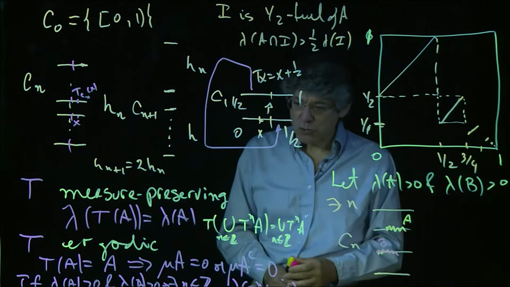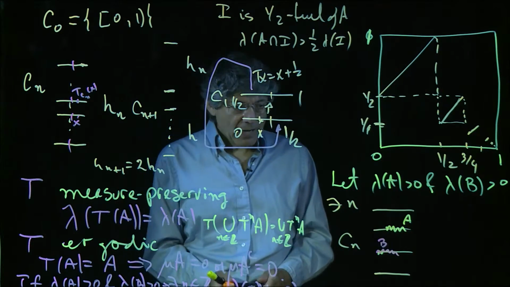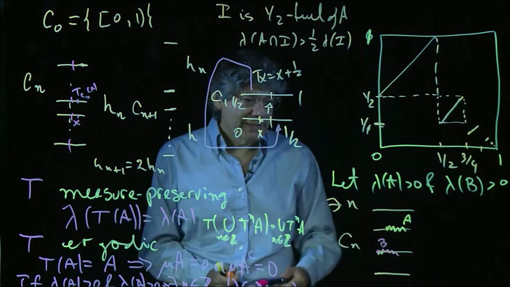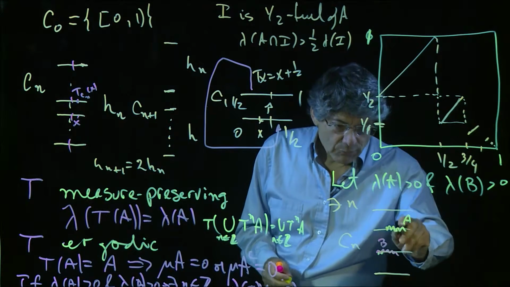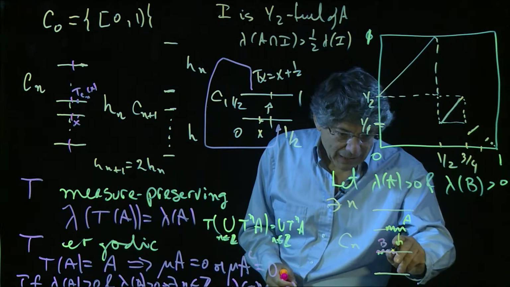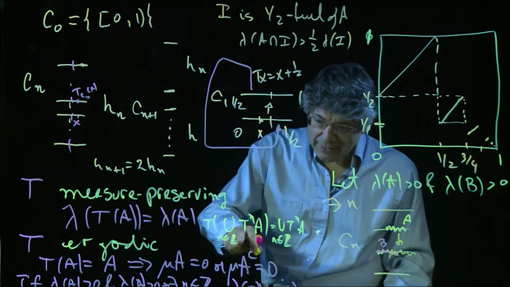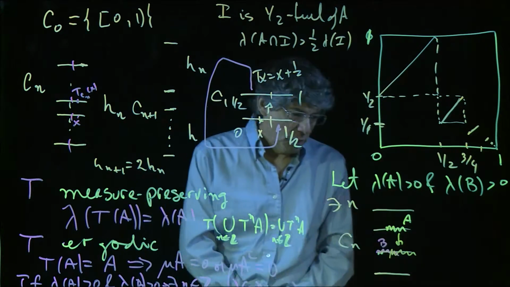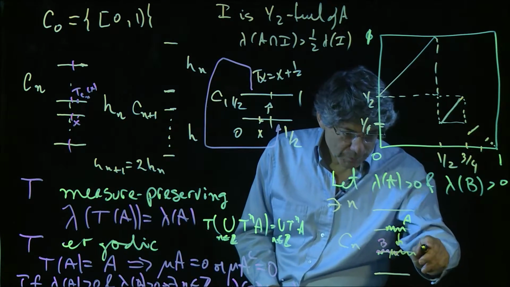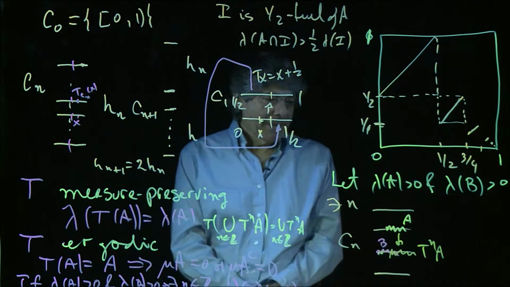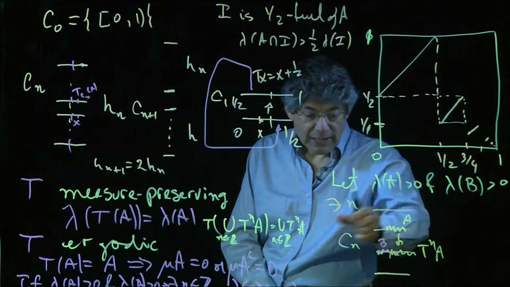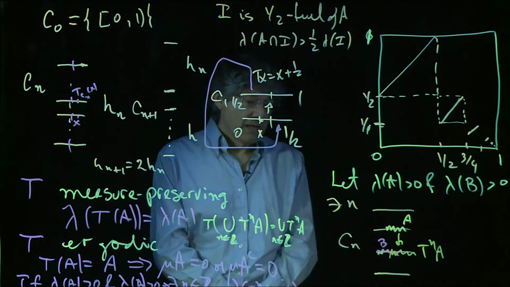So from this picture, we already see that there has to be an integer n so that T to the n of A intersects B. In this case, if we move A down, note that n is an integer. It doesn't have to be positive or non-zero. So there will be T to the n of A.